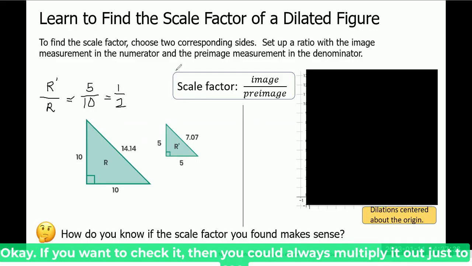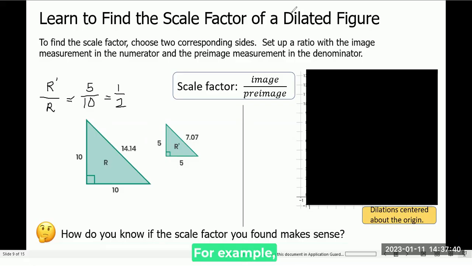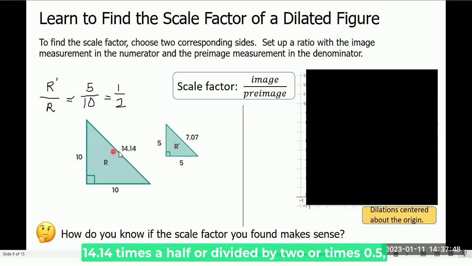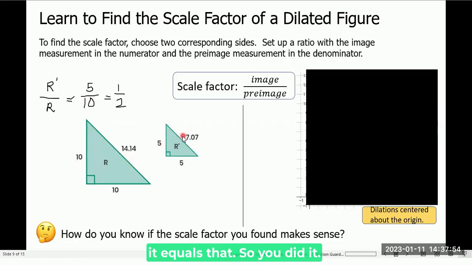Okay, if you want to check it, then you could always multiply it out just to see. For example, we're starting with this triangle first. 10 times 1/2 is 5, yeah. 14.14 times 1/2 or divided by 2 or times 0.5, it equals that. So you did it correct. Okay. All right, let's do this one.